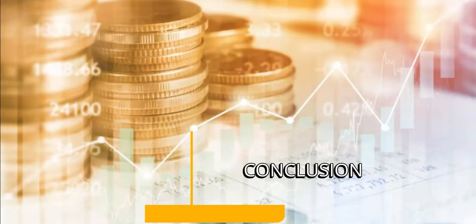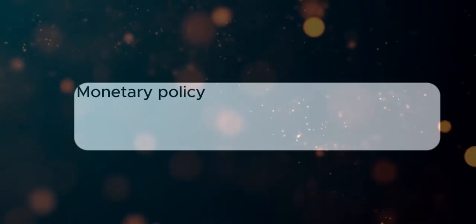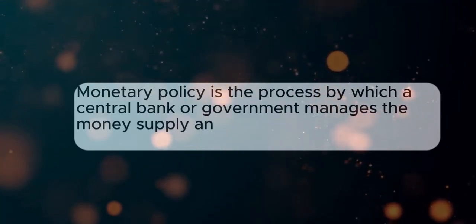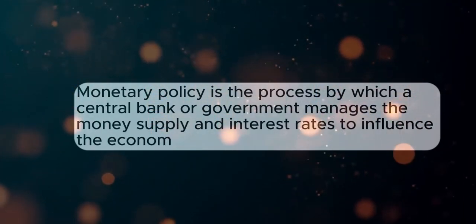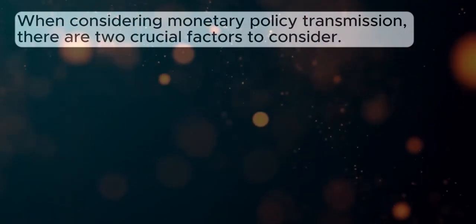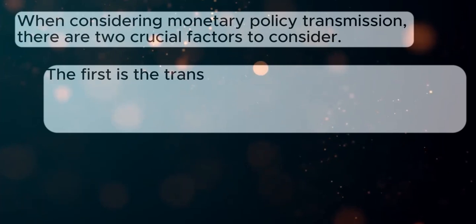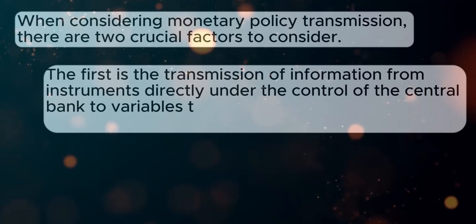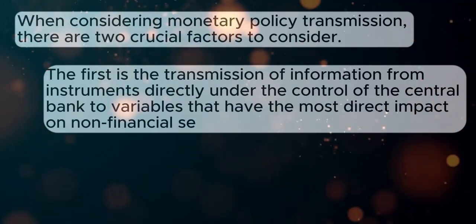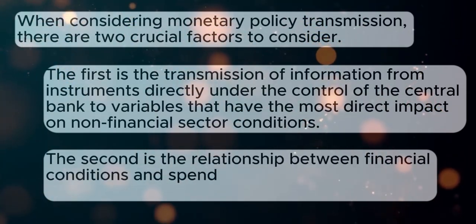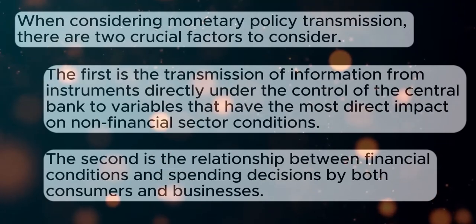Conclusion. Monetary policy is the process by which a central bank or government manages the supply and interest rate to influence the economy. When considering monetary policy transmission, there are two crucial factors to consider. The first is transmission of information from instruments directly under the control of the central bank to variables that have the most direct impact on non-financial sector conditions. The second is the relationship between the financial conditions and spending decisions by both consumers and businesses.